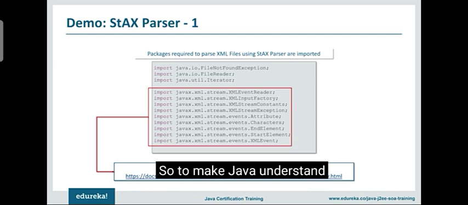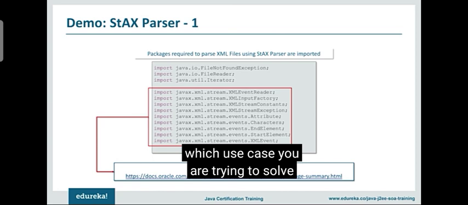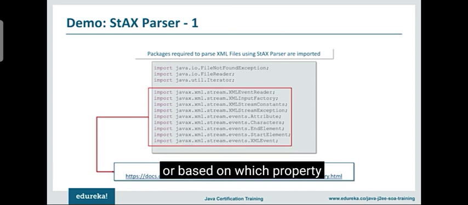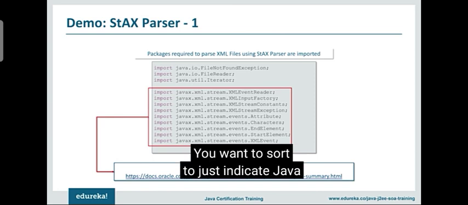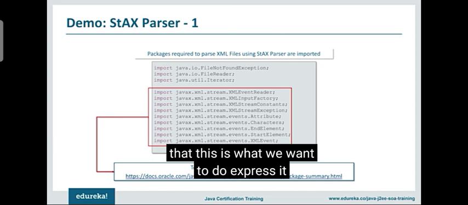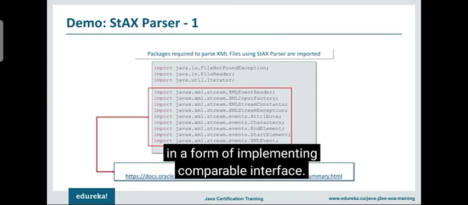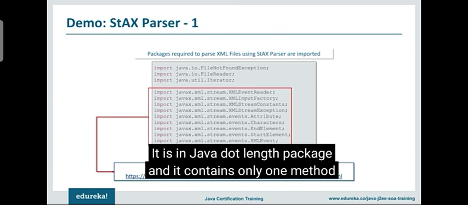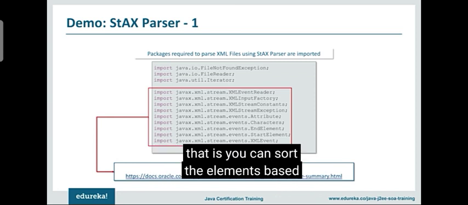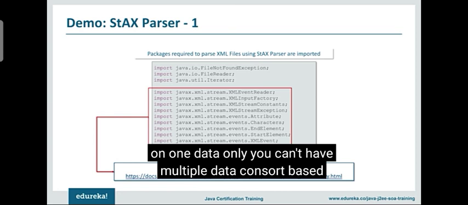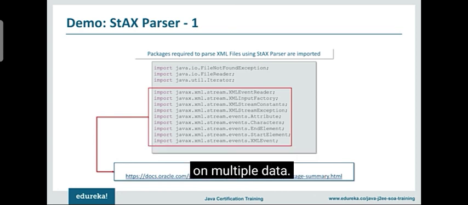So to make Java understand which use case you are trying to solve, based on which property or instance variable within your class you want to sort, you express it in the form of implementing the Comparable interface. It is in the java.lang package and it contains only one method, that is compareTo. It provides a single sorting sequence only, that is, you can sort the elements based on one data only. You can't sort based on multiple data.